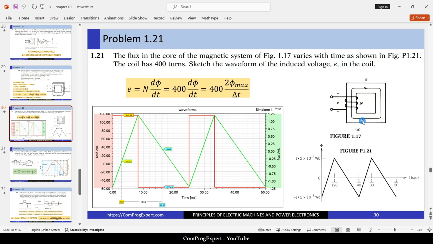So here we have the waveform of the flux in the core, the phi, and we are just going to calculate the value of the induced voltage. So it's just the derivative of this function. The induced voltage in the coil is N times the derivative of the phi with respect to the time. So this is the flux linkage.